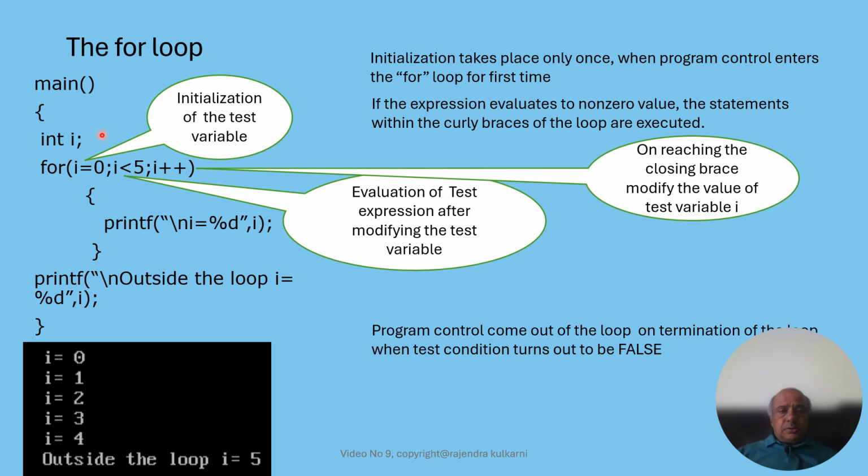The output. In the first iteration when i is equal to 0, this printf statement gets executed, the program reaches the closing brace, goes back, and i becomes 1; i plus plus causes i to have a value of 1. Again it is evaluated, and the statement within the opening and closing braces of the loop is executed. These iterations continue till i less than 5 evaluates to 0 or false.